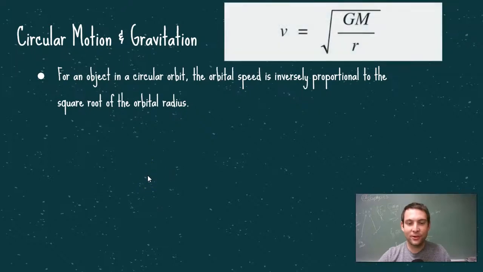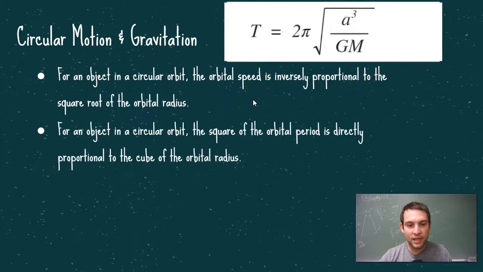For an object in circular orbit, the orbital speed is inversely proportional to the square root of the orbital radius. This equation comes from setting our two F's equal to each other. Remember, F can always equal F, any F. In this case, if the gravitational force is the only force acting on an object in a circular orbit, we would set that equal to the centripetal force. So we have GMm over r squared equals m times v squared over r. Solving for v, we get this equation.